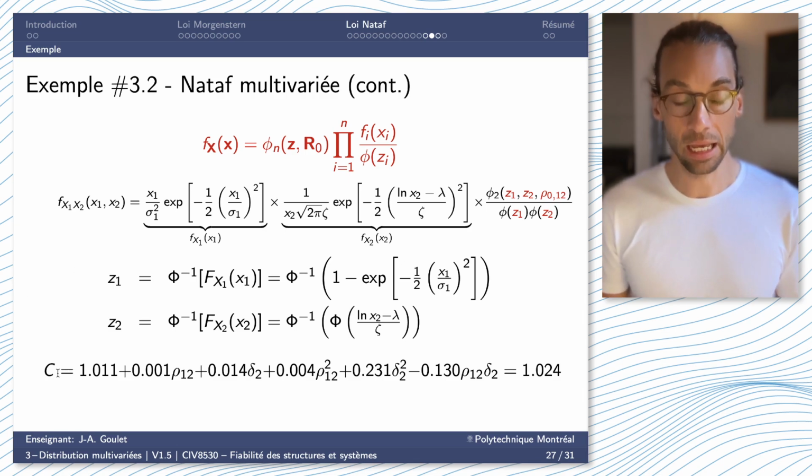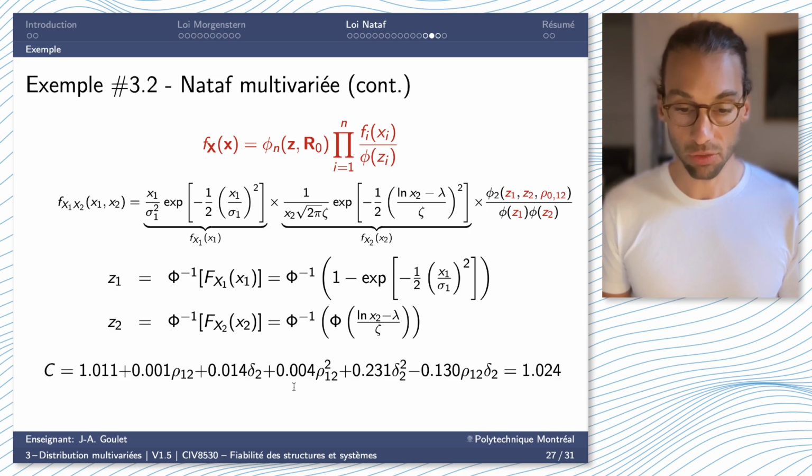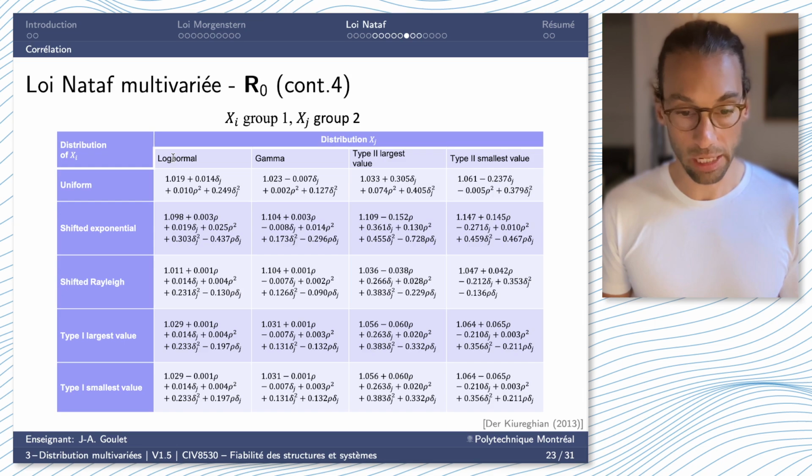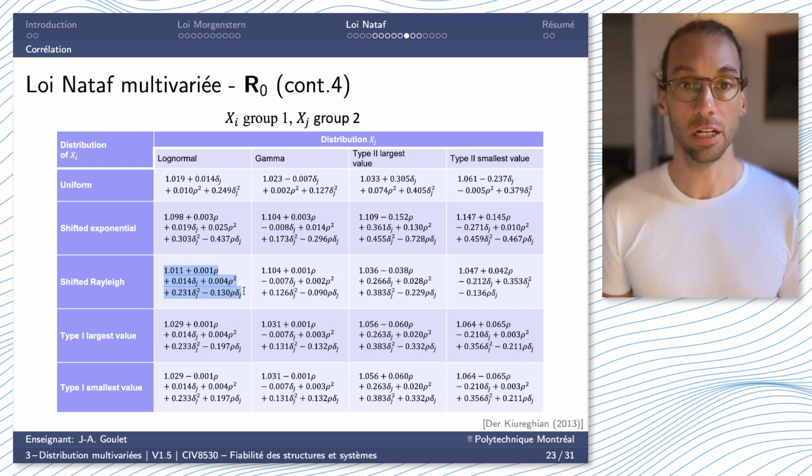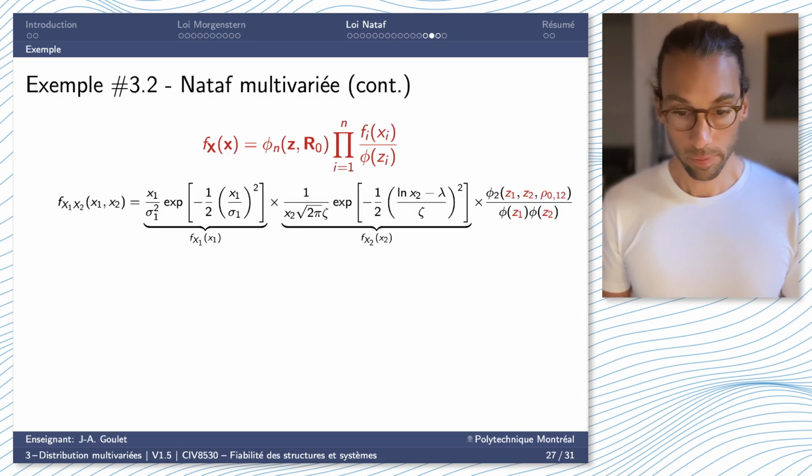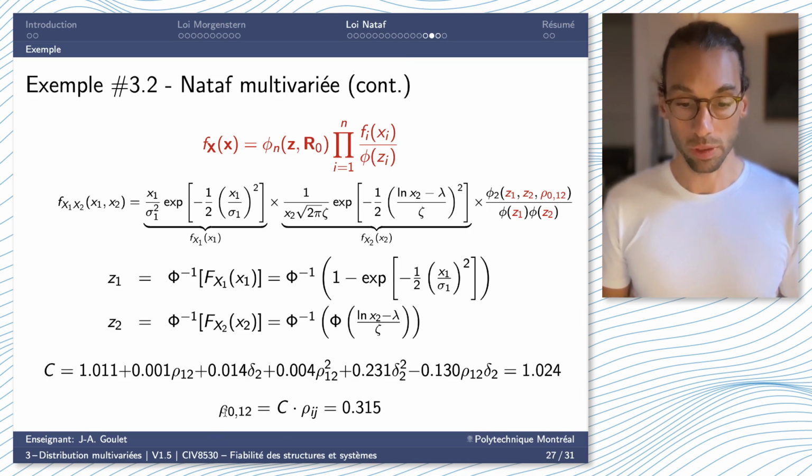And my coefficient c is going to multiply my correlation coefficient to obtain rho 0. This formula involves the correlation coefficient and the coefficient of variation for my second variable, which is going to be obtained from the table here. So I'm going to have one that is log normal, the second one is Rayleigh. This is the equation we're using to find the C value. So rho 0 is going to be C, 1.024, times rho ij, 0.315. So it's very close to the original value we had.